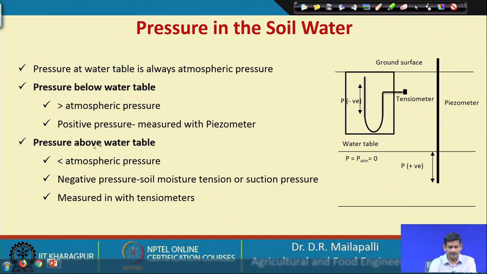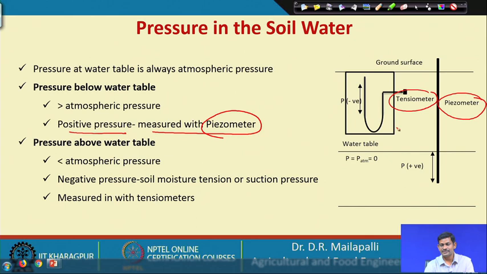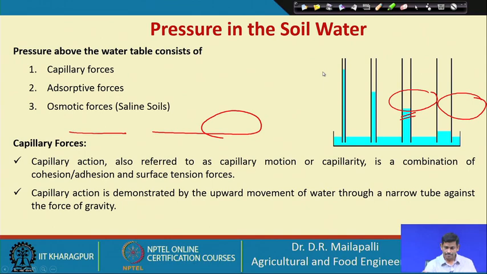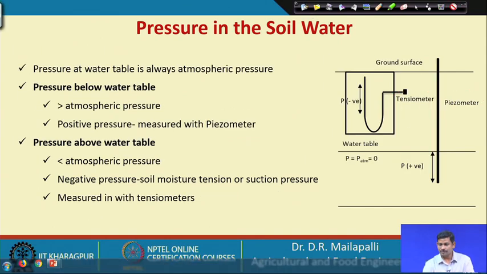The positive pressure is measured with a piezometer, whereas the negative pressure experienced in the unsaturated soil is measured with a tensiometer. The pressure just above the water table is obviously less than atmospheric pressure, that is, negative. This is also called soil moisture tension or suction, and it is measured with a tensiometer.